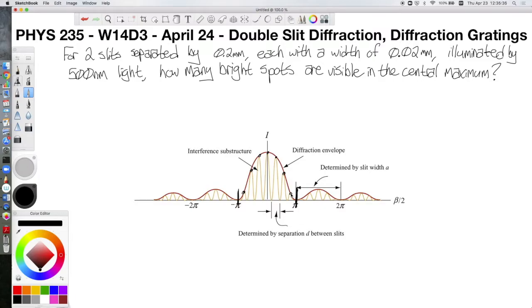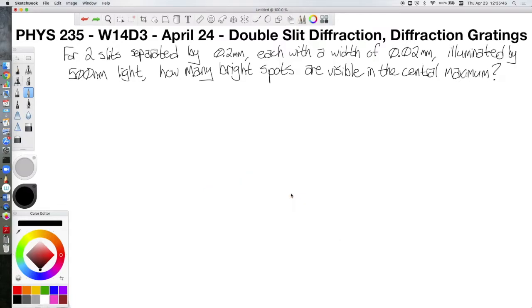But that's just for this random image, and now we want to do the same thing mathematically with numbers. So we need to first find out where our dark fringes are for our single slit interference pattern. This central maximum comes from the single slit pattern.